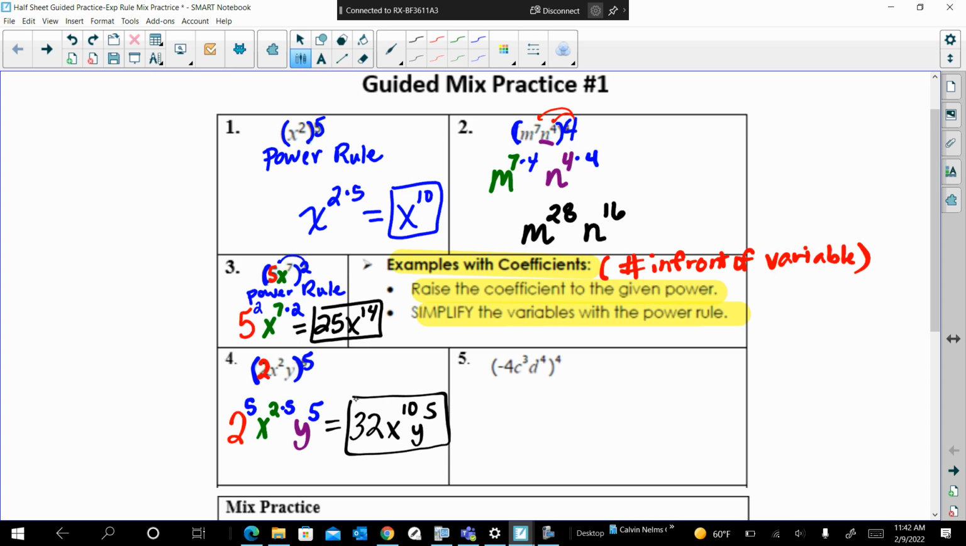All right, I need you to try number 5. If you want to do one at a time, like I'm trying to model, you can. Well, you put a parenthesis in 4, right? Yes.